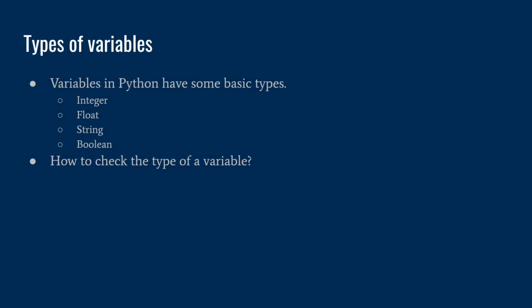There are multiple different types of variables, but the four main basic types are integer, which are basically numbers, float, which are decimal numbers, which Python uses for things like division, string, which is a string in quotation marks of text, and boolean, which is basically a true or false value, but it's usually called bool for short.